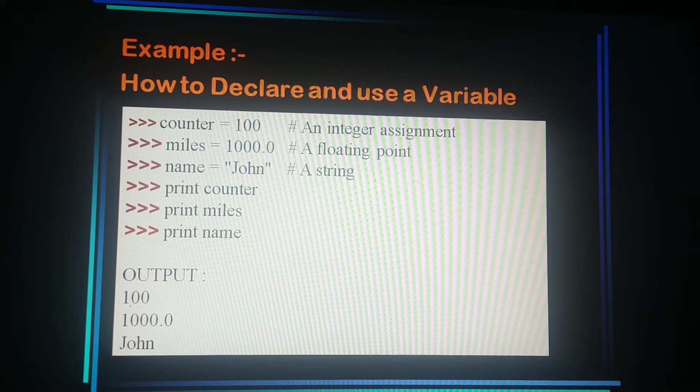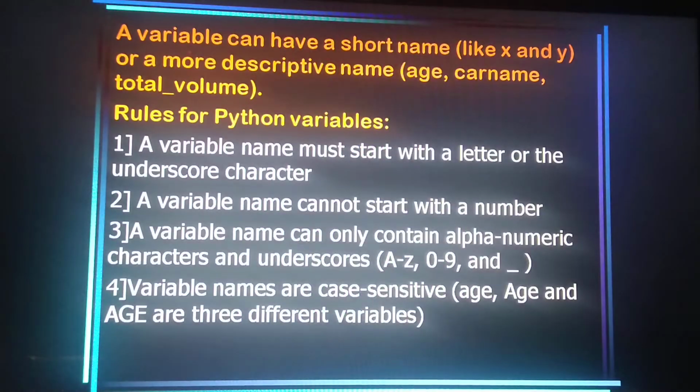Here are a few examples of declaration of variables. Suppose counter = 100, so 100 is a number, so it becomes integer type of value. Miles = 1000.0. Here the floating variables. Name = "John", so it becomes a string data type. A variable can have a short name like xy. According to requirement of program, we can declare the variable name.